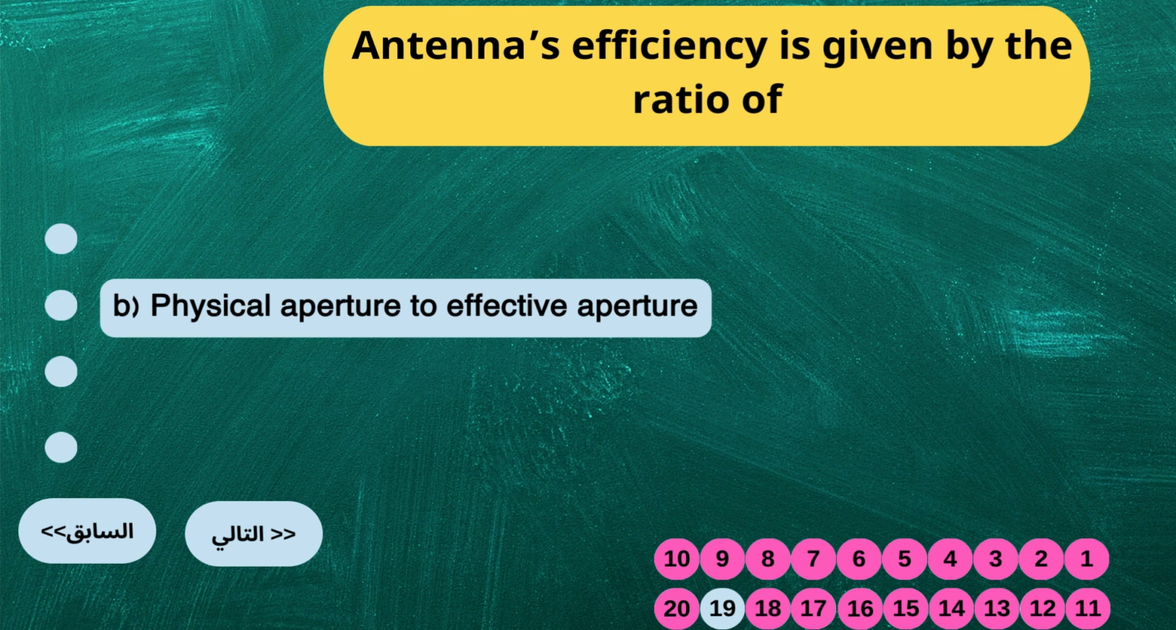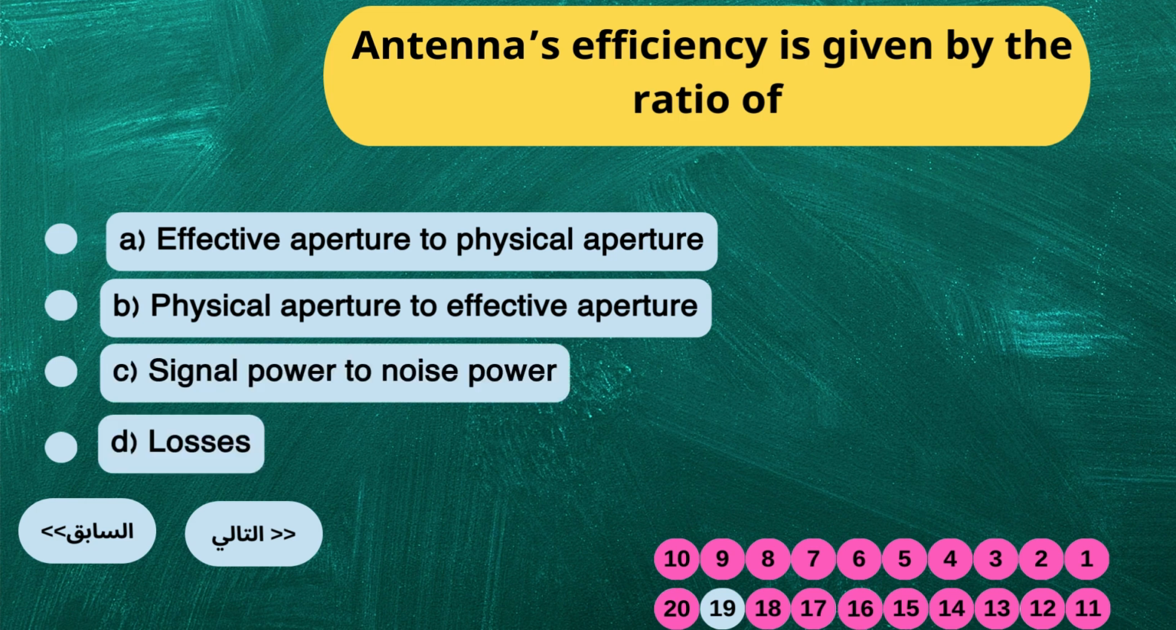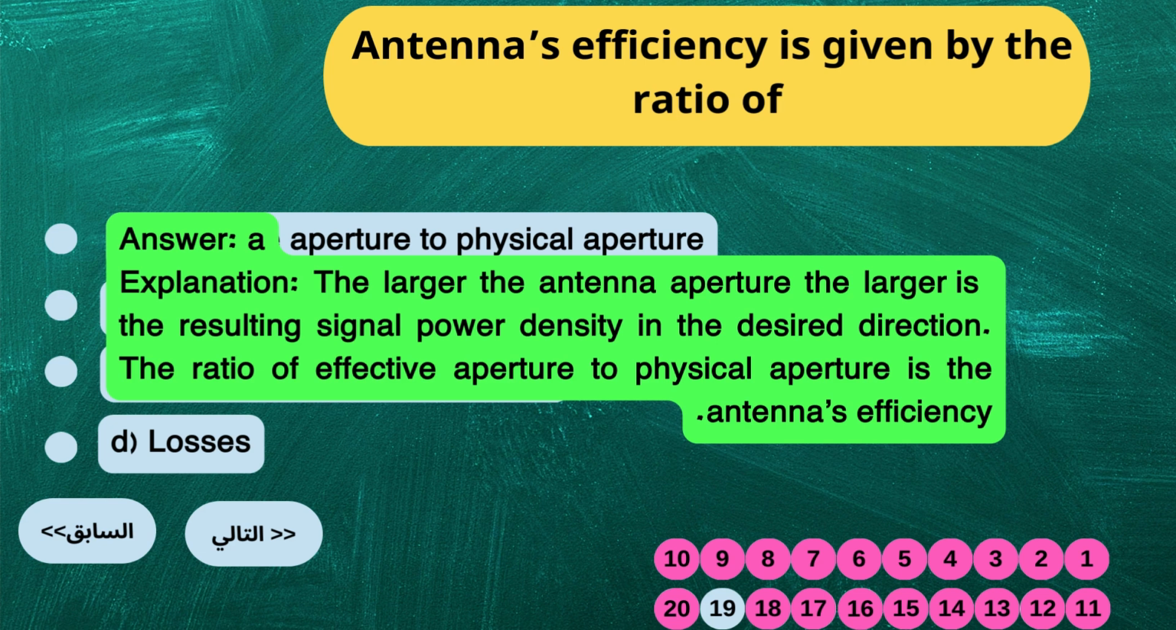Antenna's efficiency is given by the ratio of A. effective aperture to physical aperture, B. physical aperture to effective aperture, C. signal power to noise power, D. losses. Answer A. Explanation. The larger the antenna aperture, the larger is the resulting signal power density in the desired direction. The ratio of effective aperture to physical aperture is the antenna's efficiency.